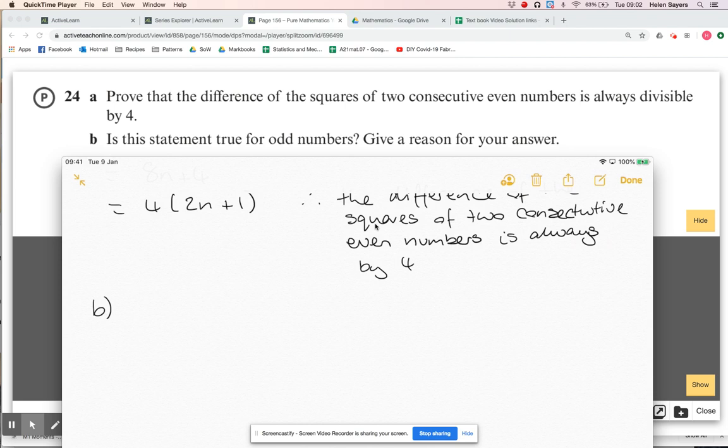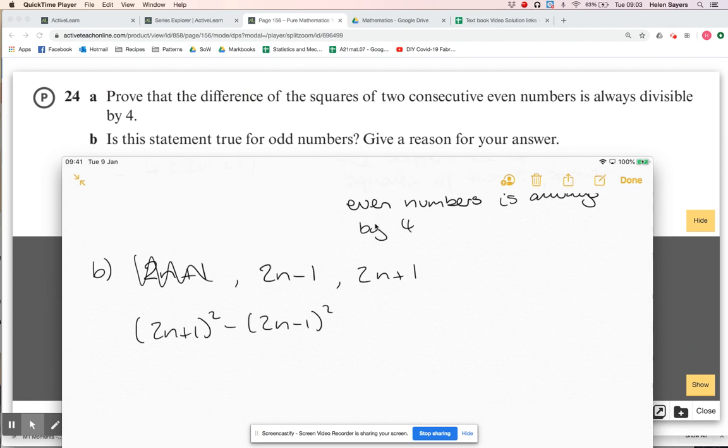So an odd number, generally we talk about 2n plus 1. So for the next odd number, I could go 2n plus 3, and that's absolutely fine. Or I could go for the odd number before. So if I do that, that would be the order going from small to bigger. But 2n plus 1, 2n plus 3 would be absolutely fine. Okay, so it will be 2n plus 1 all squared minus 2n minus 1 all squared.